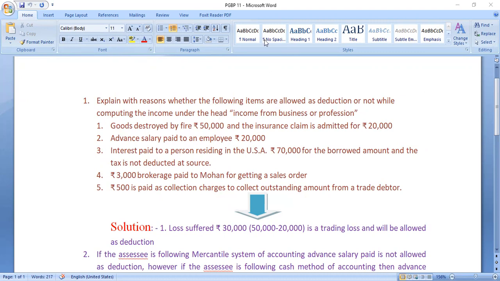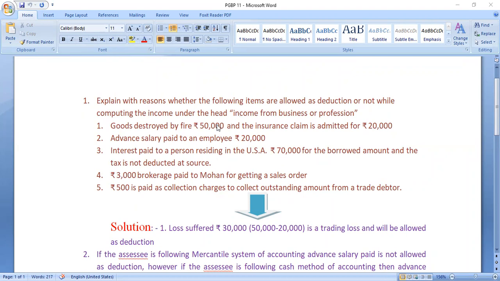The first is goods destroyed by fire, 50,000, but the insurance claim admitted is 20,000. Can you allow expenses when goods are destroyed by fire generally? Can you take goods destroyed by fire as a business expense? Yes, you can take it. That is allowed in computing income from business.